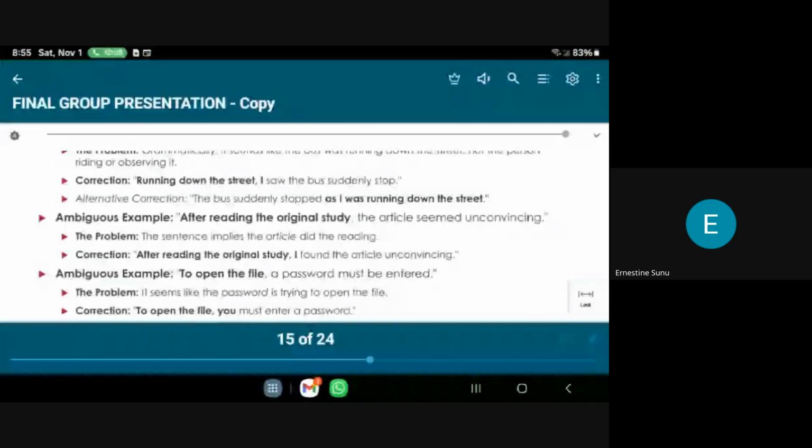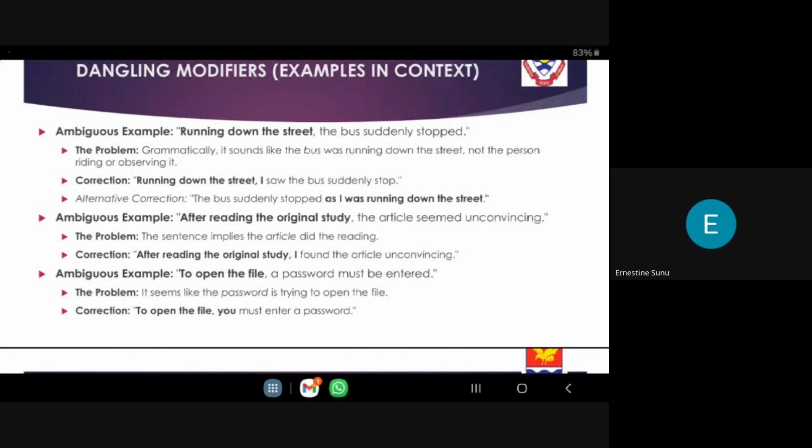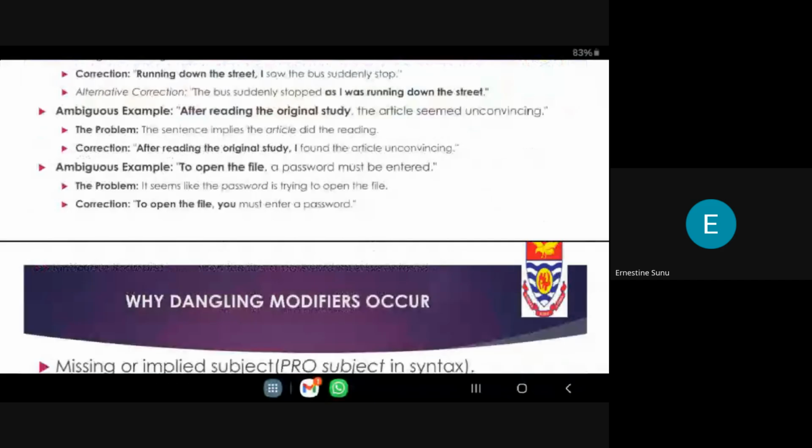Okay, so we have some here, which are: running down the street, the bus suddenly stopped. So is it the bus that was running down the street, or you, the human being, who was running down the street? So you realize that it has definitely created ambiguity if you fail to introduce a pro-subject. So introducing a pro-subject, it will sound like this: running down the street, I saw the bus suddenly stop. So it has cleared that ambiguity. Please, the next one. Please, when you finally receive the slides, you can check the other examples. The next one.